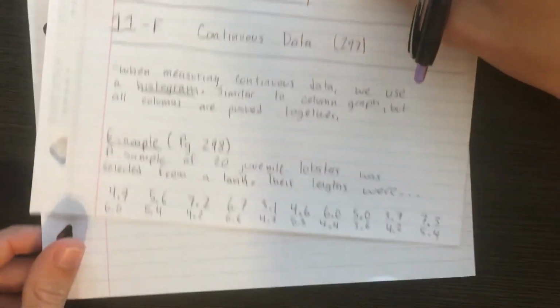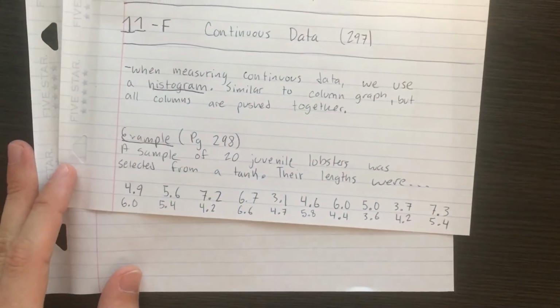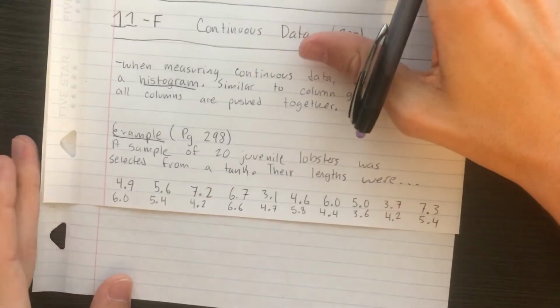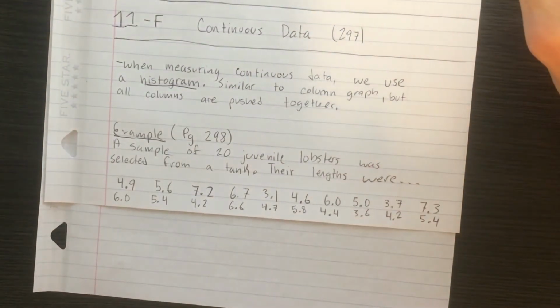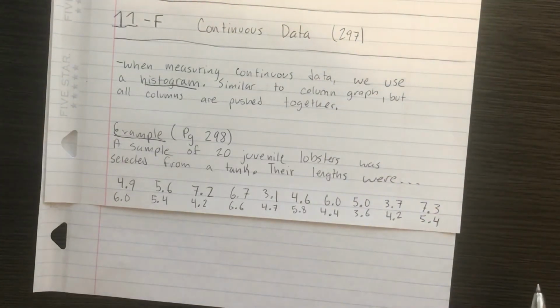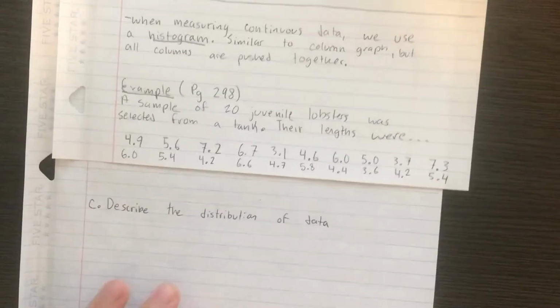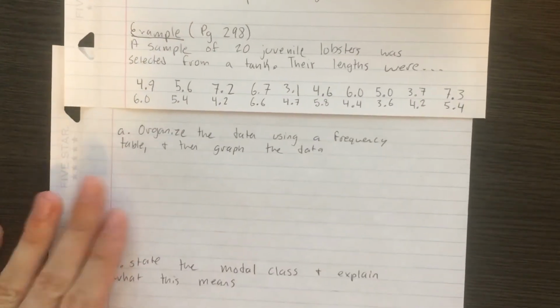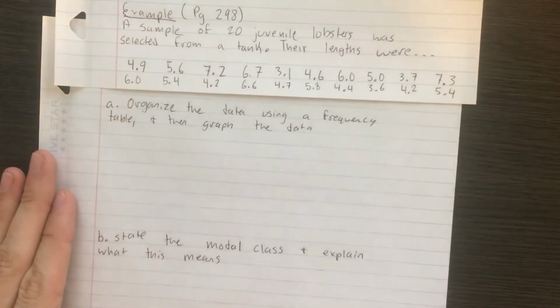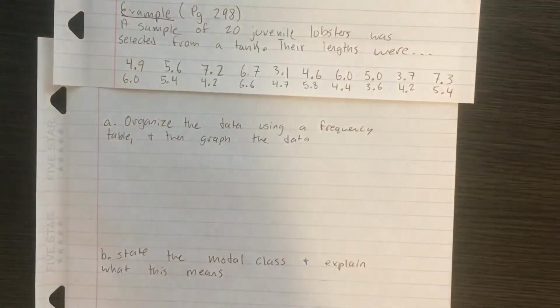So we're looking at a sample of 20 juvenile lobsters. I don't know why they use the word juvenile. That made me chuckle when I read it the first time. So the lengths of these lobsters were as listed below. And so the first thing that we want to do is organize the data using a frequency table, and then we're going to graph this data.